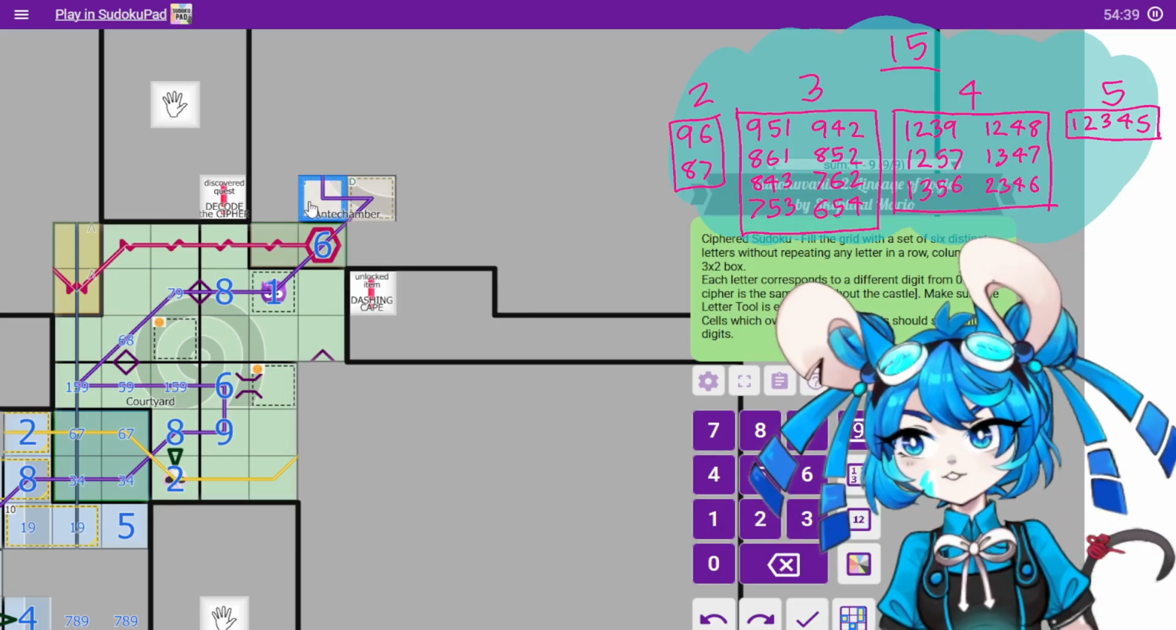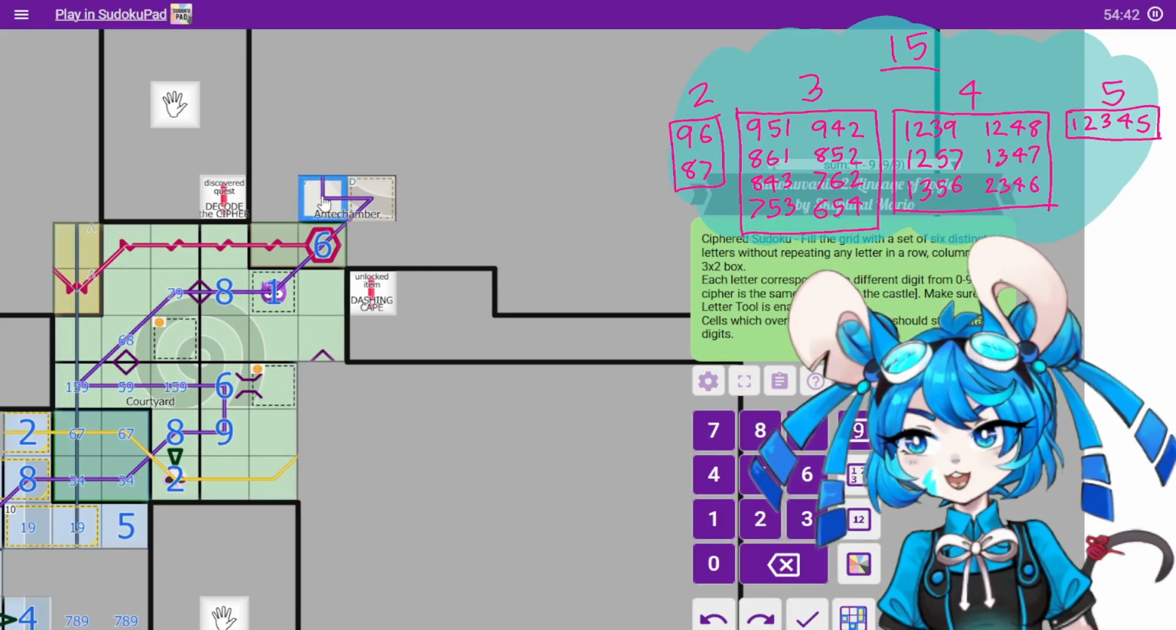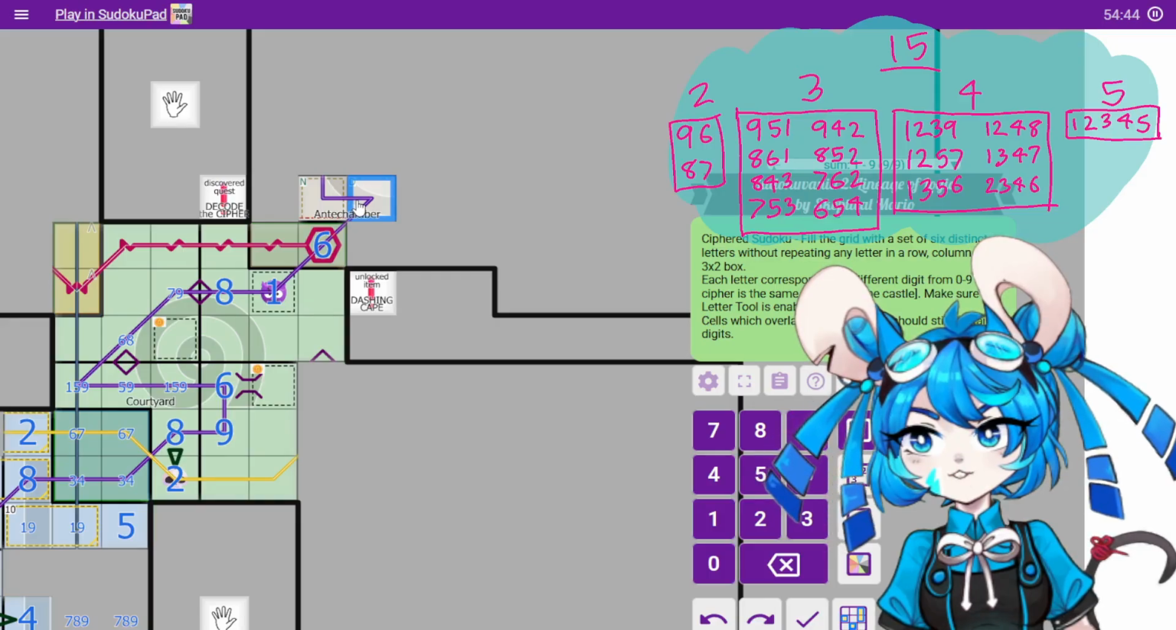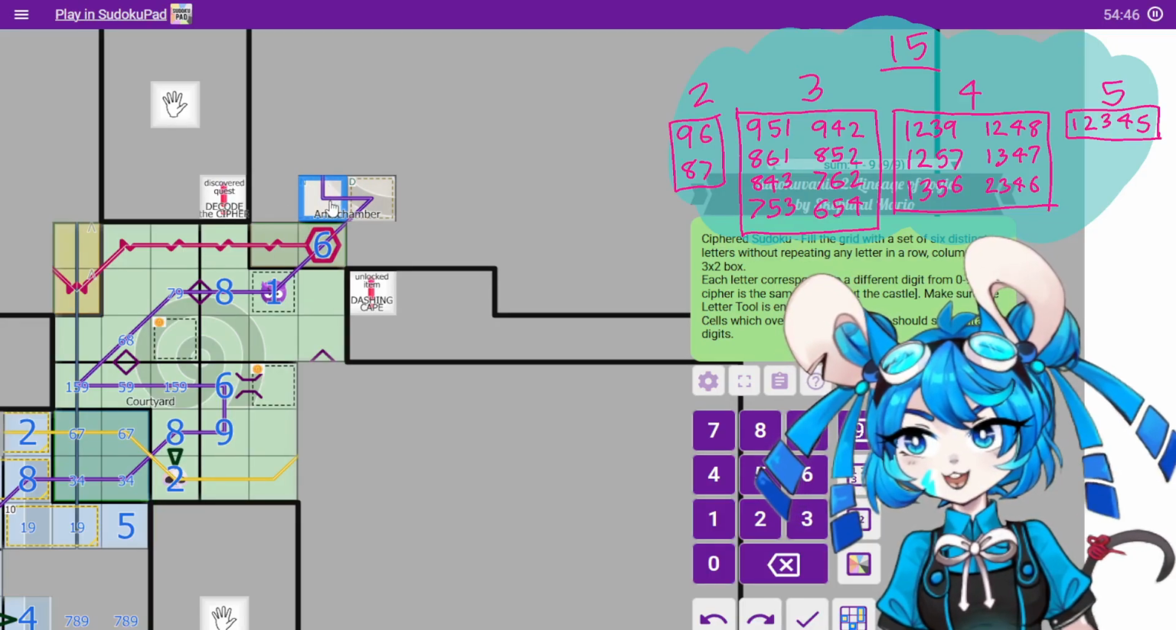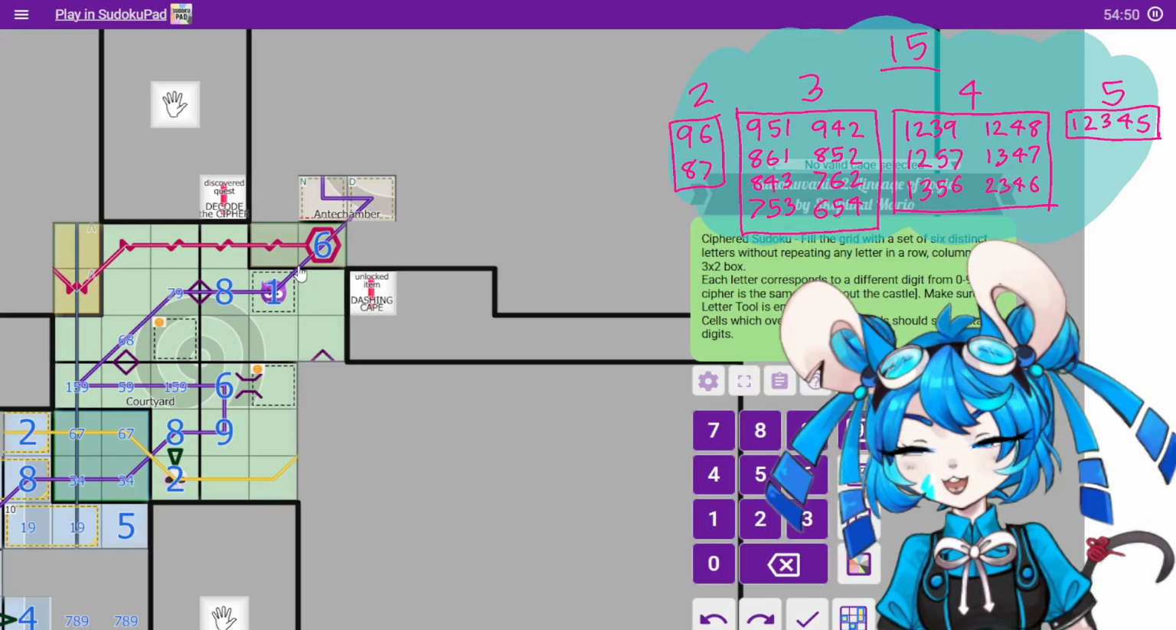Okay. Huh. So, do these boxes mean that they contain those letters? Are those just given to us?